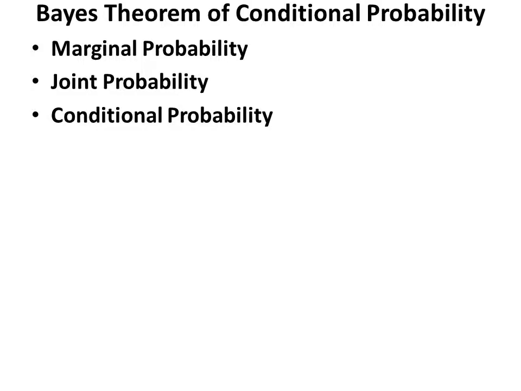Next topic, Bayes' theorem of conditional probability. Under this we have three probabilities. We need to find out three probabilities here. They are marginal probability, joint probability, and conditional probability.